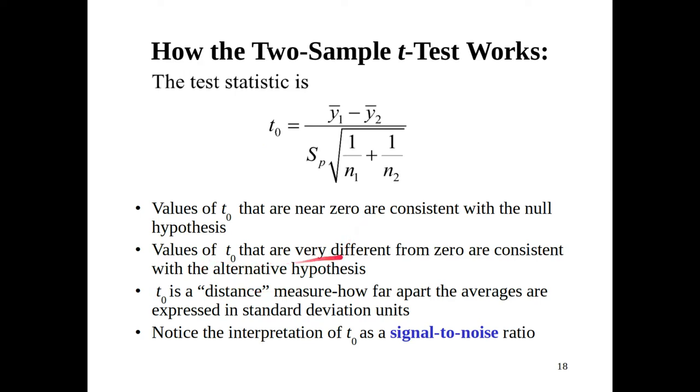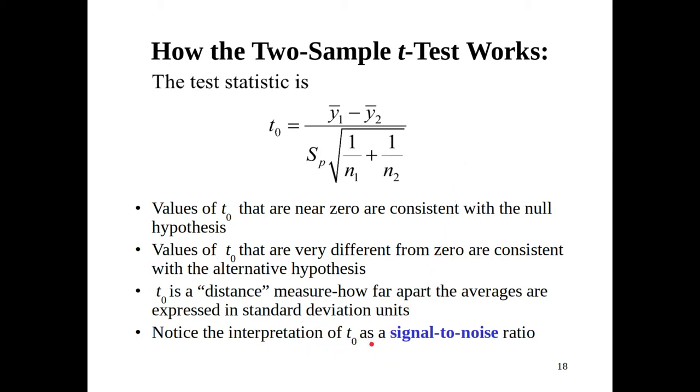Values of t0 that are very different from 0, the further they are from 0, are consistent with the alternative hypothesis. That means the two means are not equal. In a way, t0 is a distance measure. We're measuring a distance between y1 bar and y2 bar, or mu1 and mu2, how far apart the averages are expressed in standard deviation units, because we are dividing by the standard deviation. So we are expressing the distance in terms of how many standard deviation units they are farther away from each other.